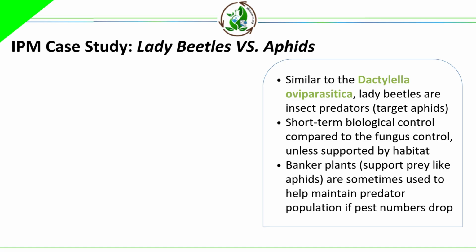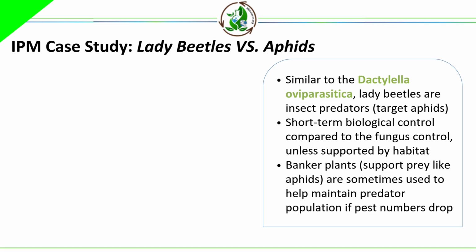Now let's look at another kind of biological control, this time above ground. Lady beetles are insect predators that feed on aphids, giving us a natural way to reduce pest pressure on crops. When aphid populations are high, lady beetles can move in, feed aggressively, and quickly cut down the number of pests. But there's a catch. Their impact is often short-term. Once aphid numbers crash, there may not be enough food to sustain the lady beetle population, so their effectiveness can decline unless we actively support their habitat or provide alternative prey.